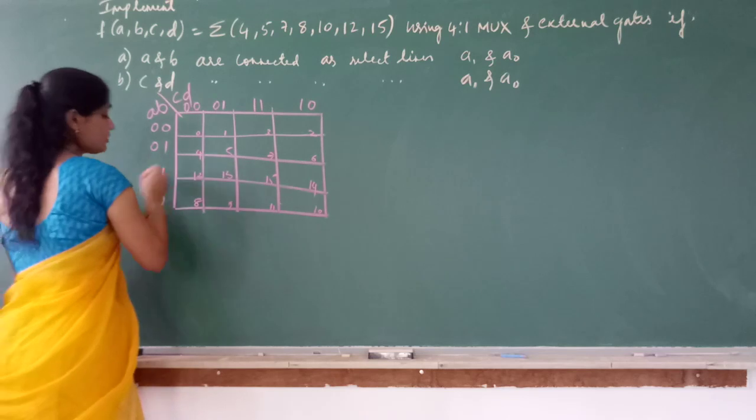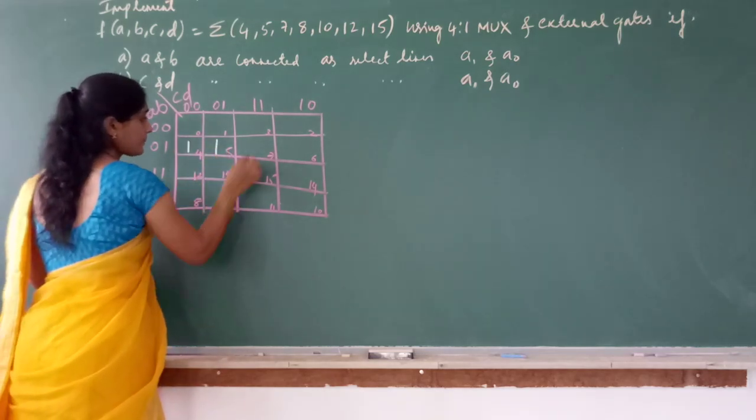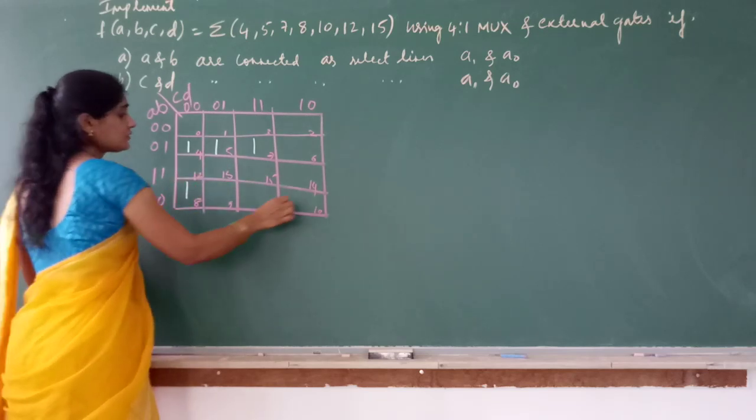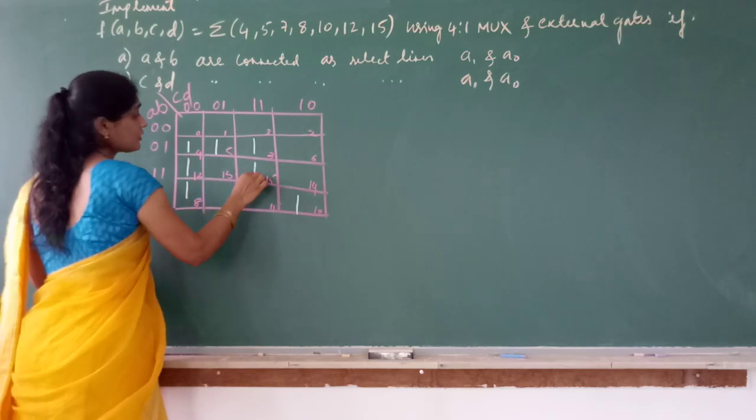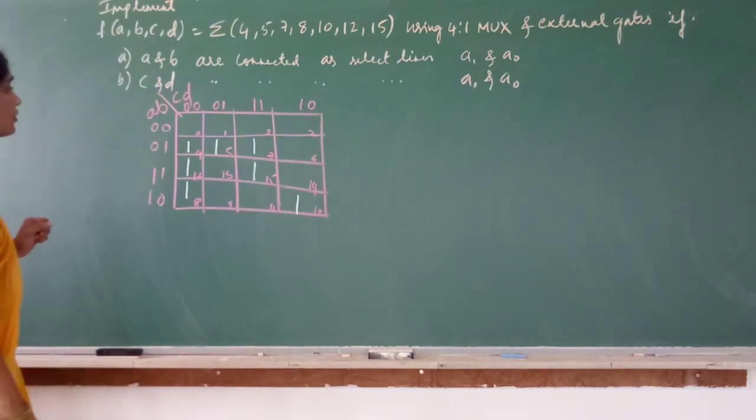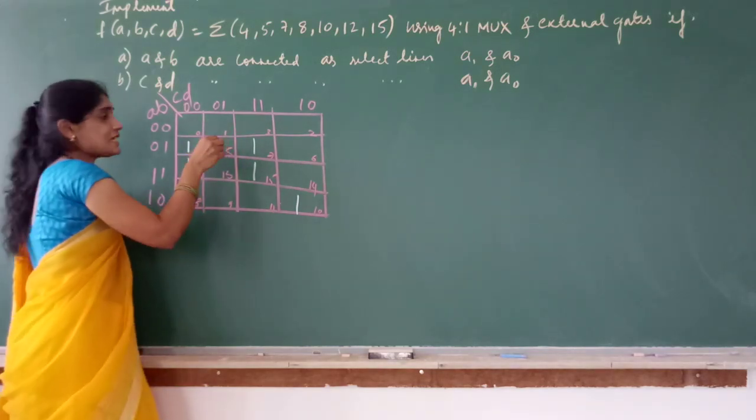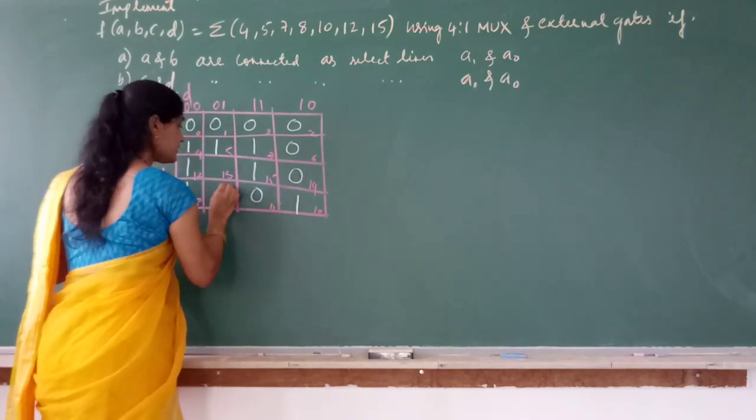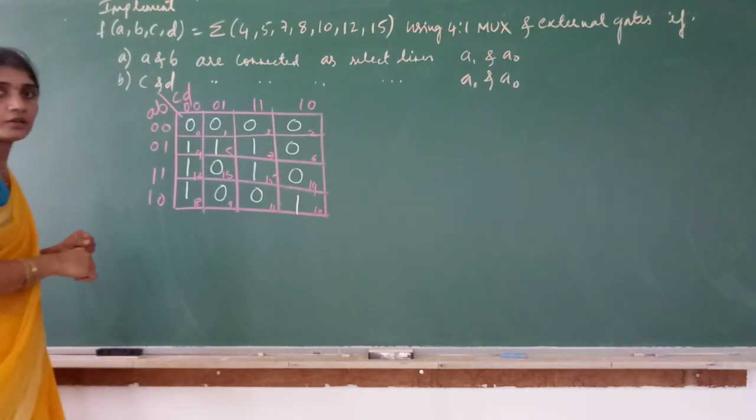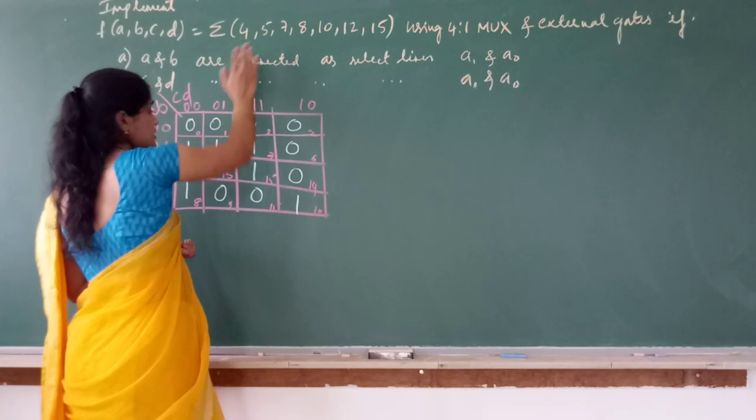So now write the min terms. Min terms are 4, 5, 7, 8, 10, 12, 15. Correct? In the remaining cells we will have 0. Correct? Remaining cells will have 0. Okay? So now I have written the K-map for this function.